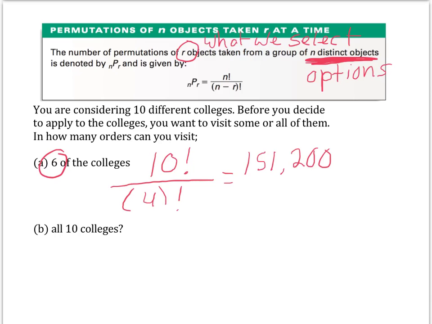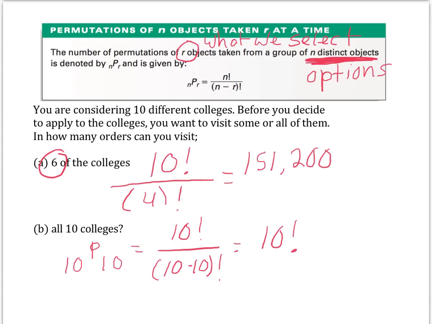Now if we want to visit all 10 colleges, we do 10 P 10. Still the same idea, but now since the amount of colleges equals the options, what we're going to end up with is 10 minus 10 factorial here. So we end up with 0 factorial in our denominator, so it's just 10 factorial, which equals 3,628,800 options.